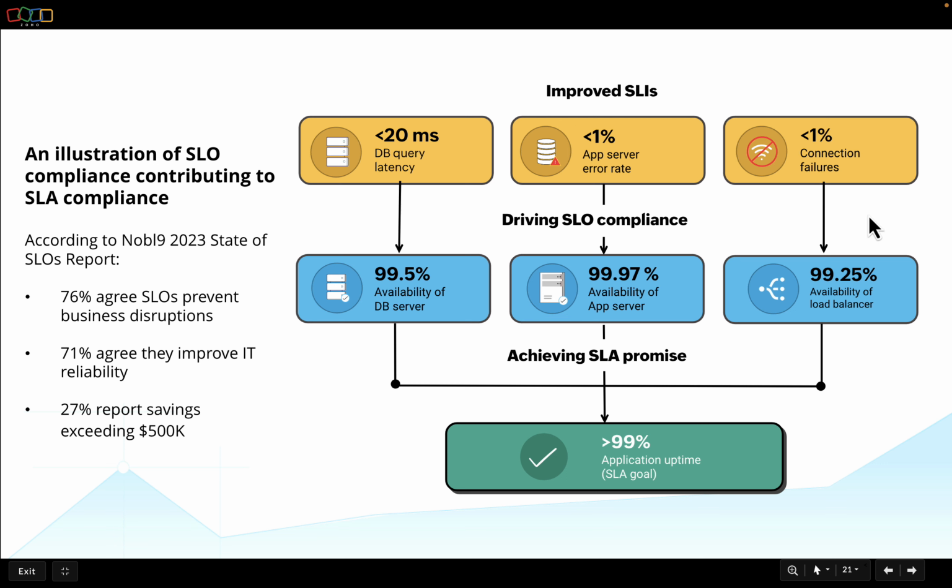So the representative diagram that you see on your screen clearly showcases how SLO compliance can optimize a critical SLA metric. This flowchart diagram represents the journey towards achieving an SLA target of greater application uptime, optimizing indicators like latency, error rate, and connectivity, and achieving their SLOs for databases, web servers or app servers, and load balancers directly improves your application, or in case of web, uptime, leading to better SLA compliance.